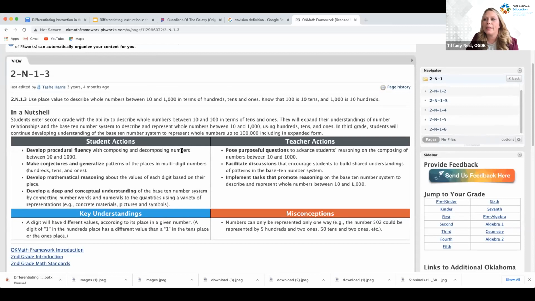You'll also get a sense of what students are doing if they're working towards proficiency, and what teachers are doing to support students towards those proficiencies. You'll get key understandings or takeaways related to that objective or standard, and then common misconceptions that teachers at that grade level would want to help students address or rethink.